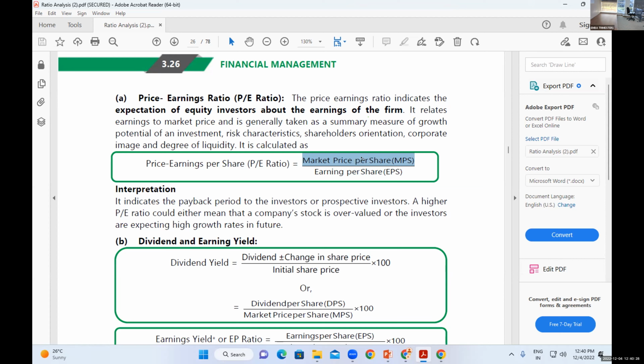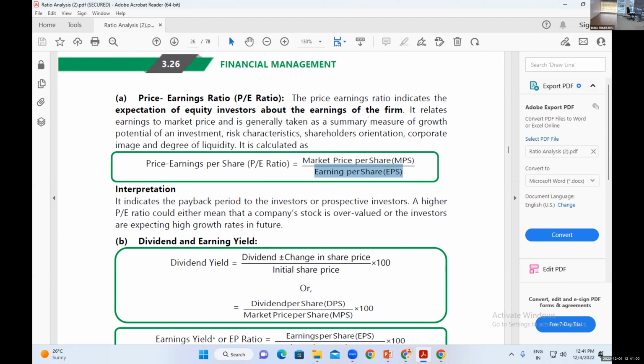Suppose for example, 1,000 rupees you are spending to buy a share. Company A share you are going to buy by spending 1,000. You are going to get EPS as 100. So what is the ratio? 1,000 by 100 is equal to 10 times. Another company, same 1,000 rupees as your price, the EPS is going to be 50 rupees. 1,000 by 50 is equal to 20 times.